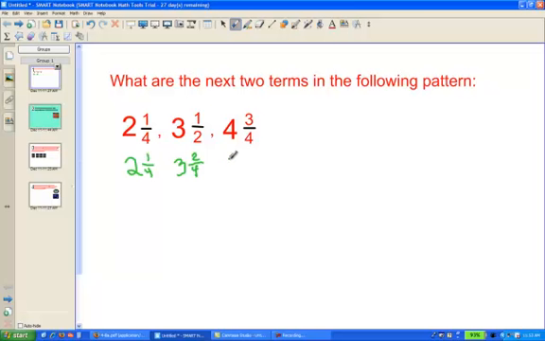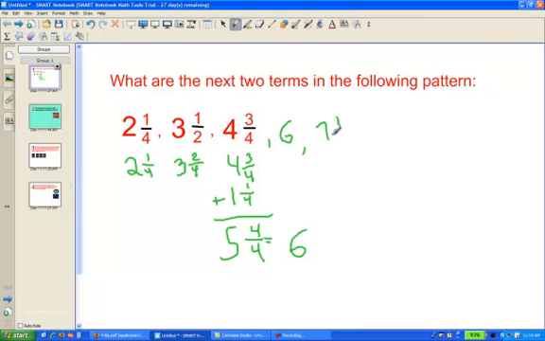So 1 1/4. And that pattern holds up right here as well. I'm going up by 1 1/4. So if I add 1 1/4 to 4 3/4, I'm going to end up with 4/4 and a whole number of 5. So that's 5 4/4, which really is equal to the whole number 6. So 6 would be my next term, and if I add 1 1/4 to 6, the next term would be 7 1/4. So those are the next 2 terms for that one.